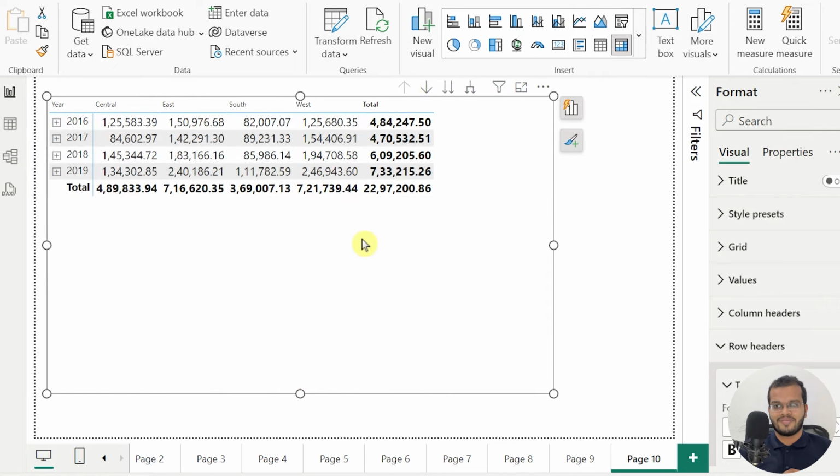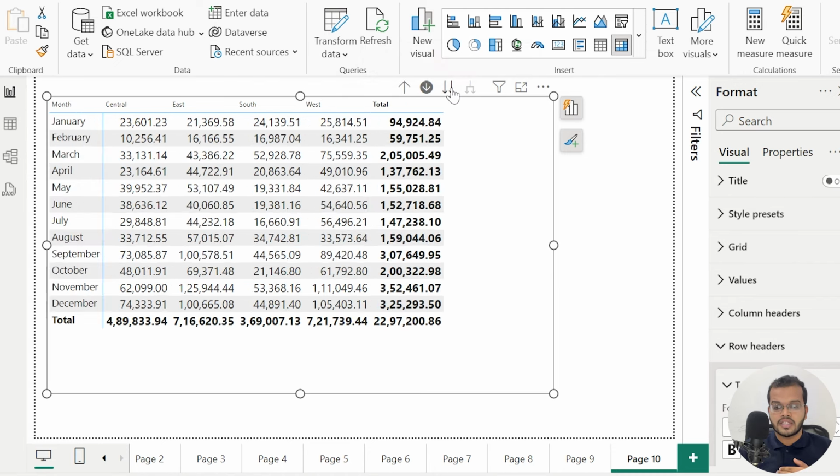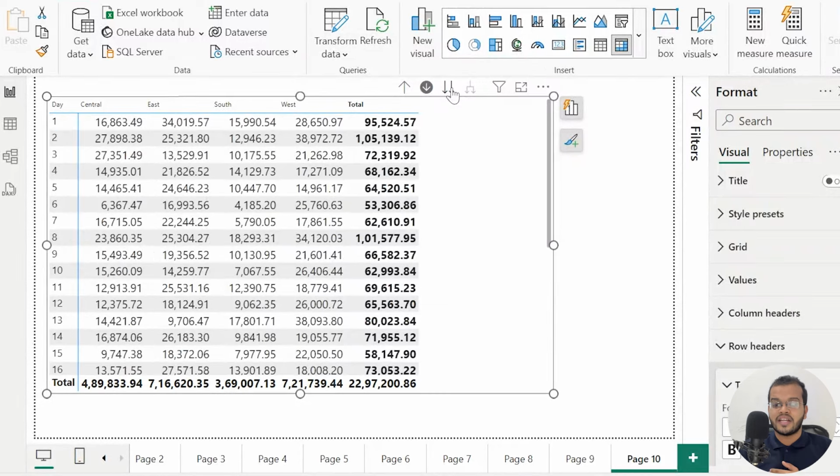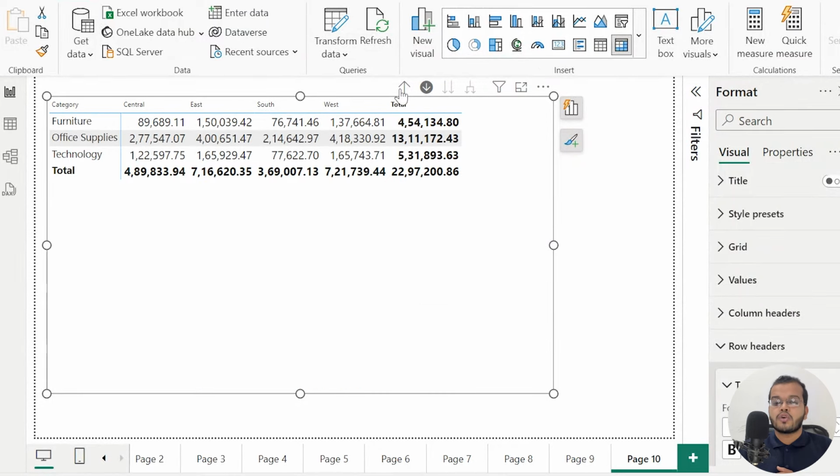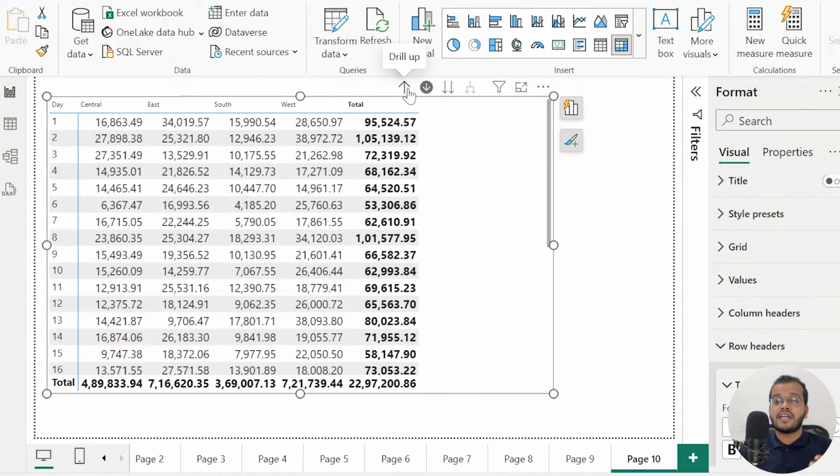If I drill down to the next level, this is first step, this is second step, this is third step, then this is the fourth step. So it drills down and drills up. You can create a hierarchy in this chart. You can show what information you want to show in rows, what information you want to show in columns. So the matrix chart is very important, and it should be used in every report.